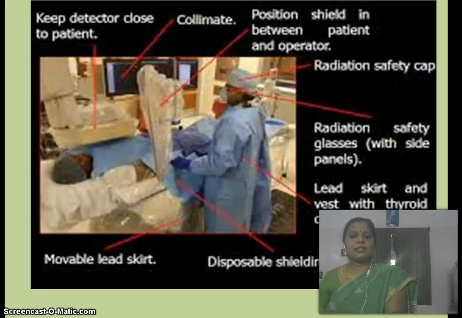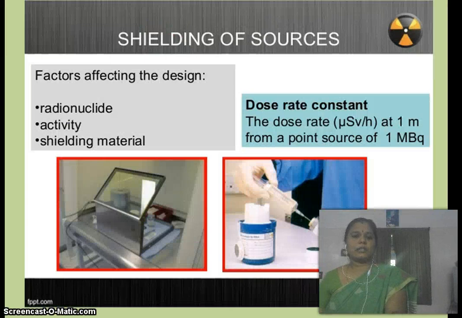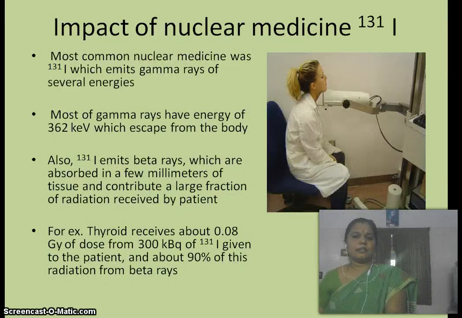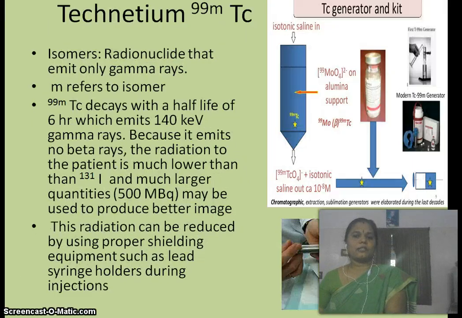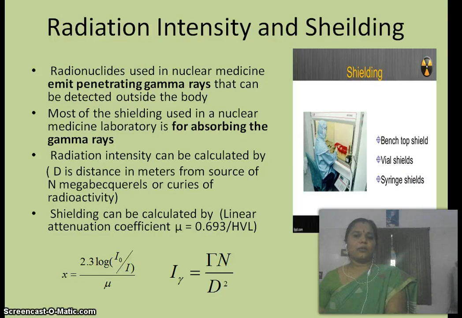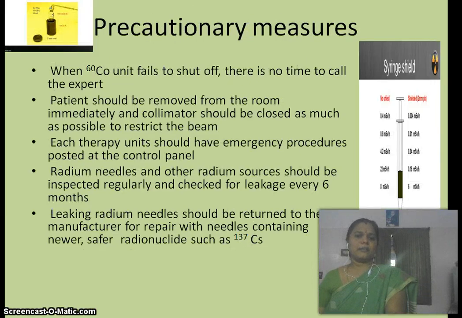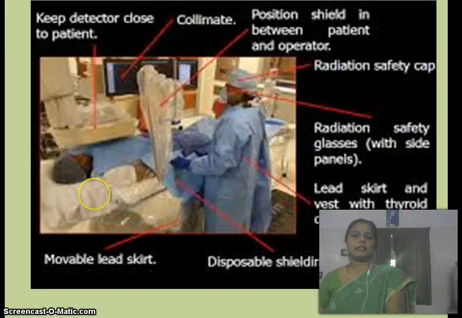And to summarize, today we started with nuclear medicine, and we discussed iodine 131, technetium, and how the intensity and shielding are calculated, and at last we discussed the possible causes of radiation accidents and the precautionary measures to avoid such accidents.